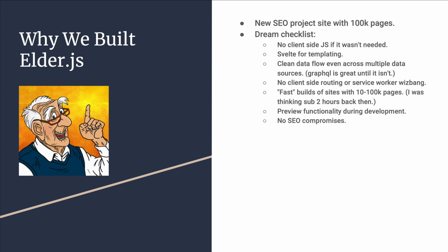Basically, this ended up with a dream checklist. Having built several sites with static site generators, I knew what I was looking for, but I needed to find it. I didn't want any client-side JS if it wasn't needed. There's no reason to push JavaScript to the client if you're not going to be using it. I wanted to use Svelte for templating. I wanted clean data flow across multiple data sources. I had to tell you that GraphQL is great until it isn't. That was the main problem with Gatsby.